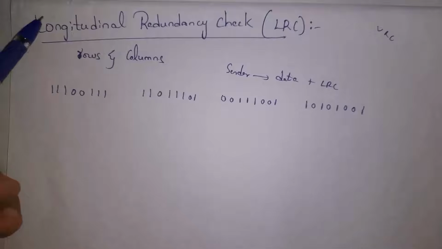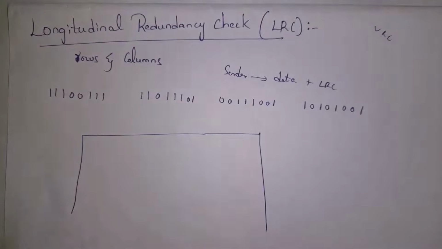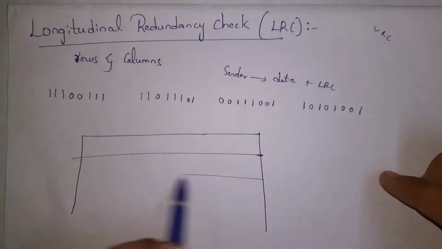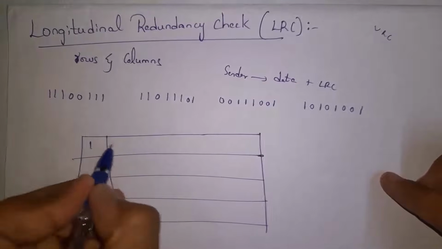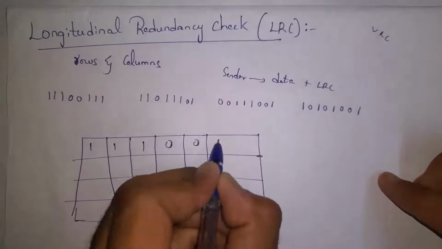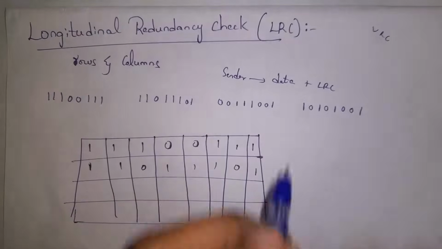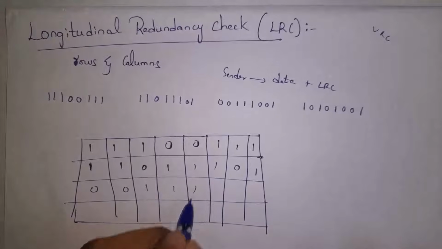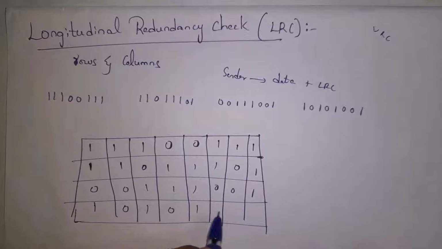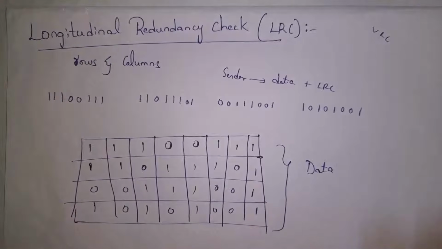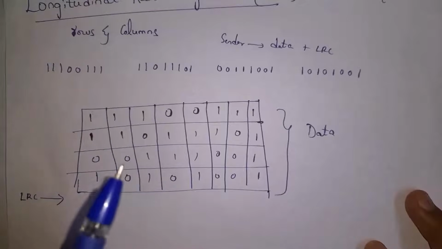And whereas in LRC, at first we will arrange data in the form of rows and columns. These are data blocks. Total there are 4 blocks of data. So 1, 2, 3 and 4 blocks. So first block contain values 1, 1, 1, 00 and 111. And similarly second block contains 1, 1, 0, 111, 01. And third block contains 00, 111, 001. And fourth block contains data, that is 10, 10, 1001. These are our data blocks. Now we arranged our data in the form of rows and columns. Now we need to add LRC to our data.